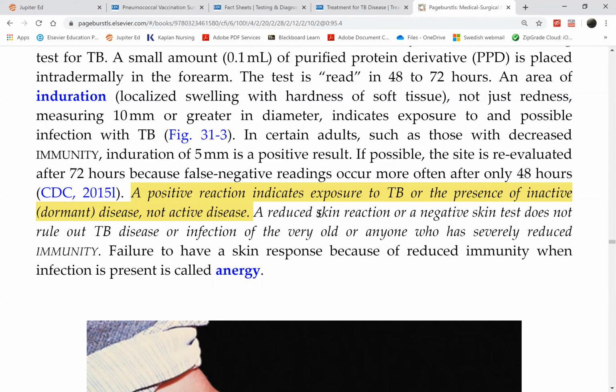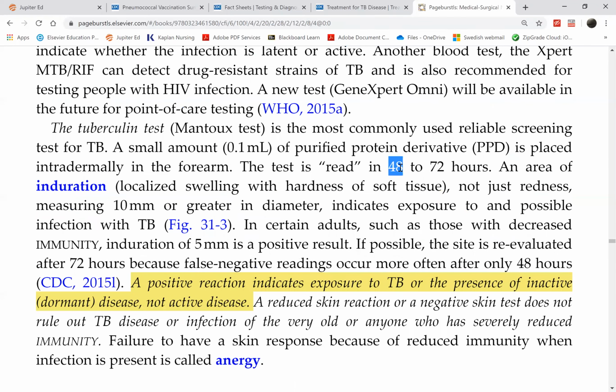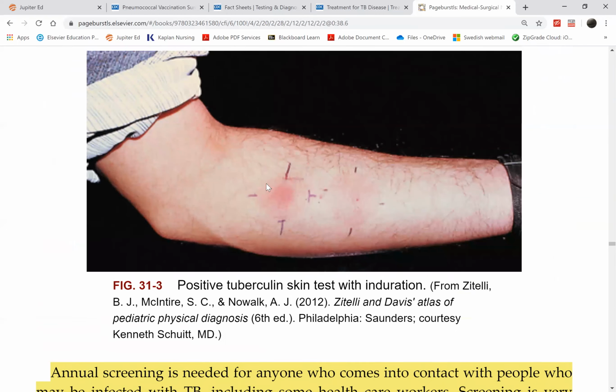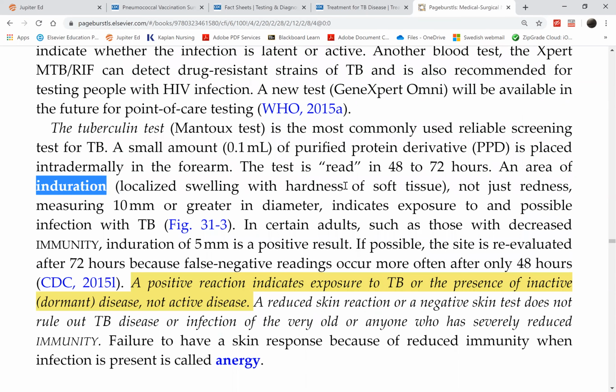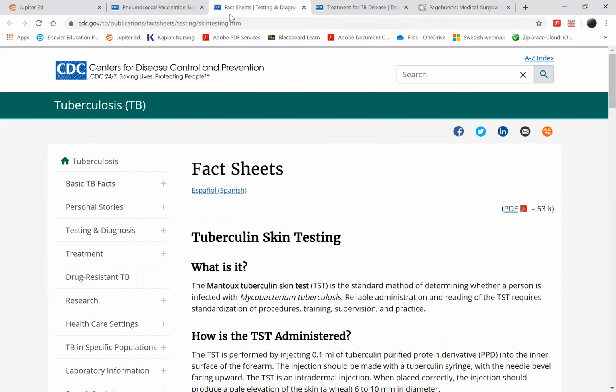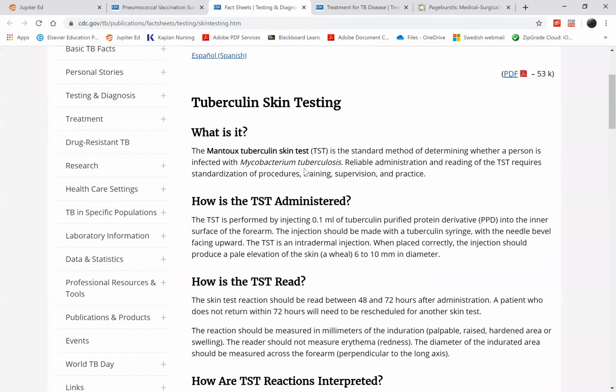So when we read the PPD, they are read twice. One at 48 and then another at 72 hours, correct? Again, our result is based on induration, not the area of redness. The induration is the raised area as shown here. So it's not the redness, it's whether or not this area is raised. If it's raised by certain millimeters, then we will determine whether or not it's positive.